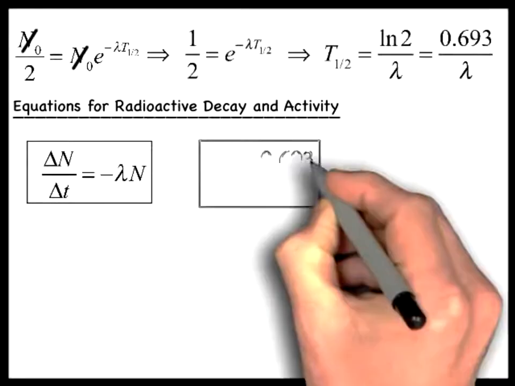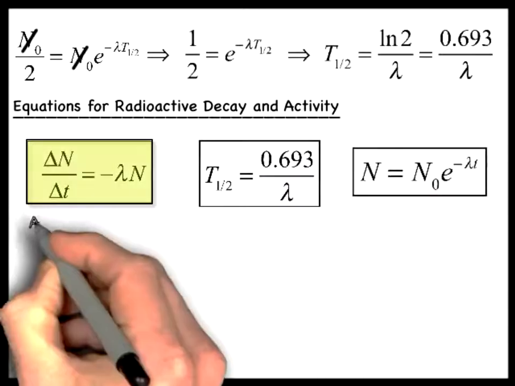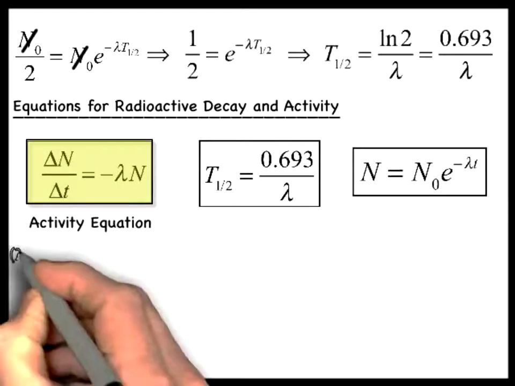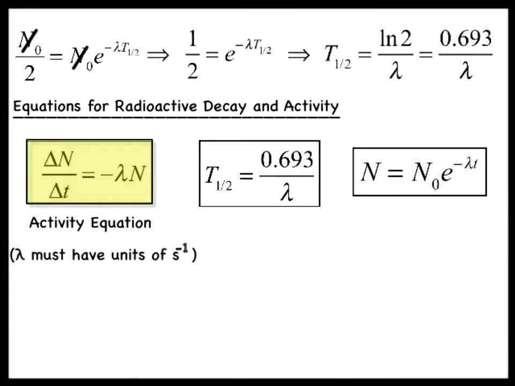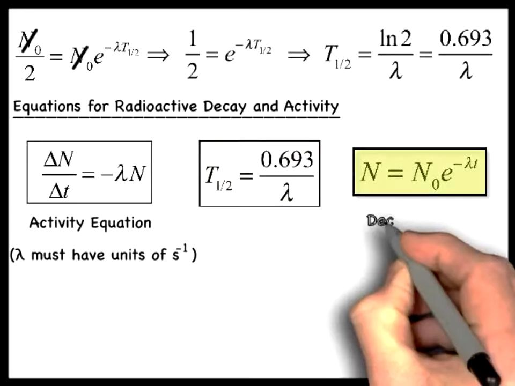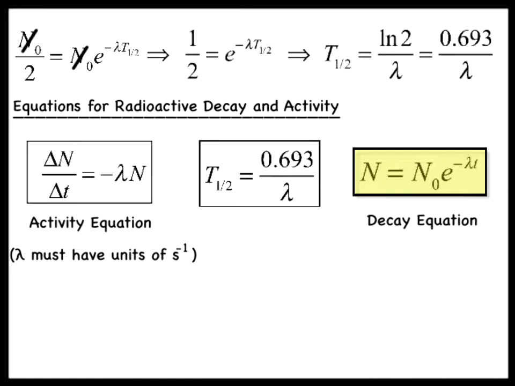The first is the activity equation, and while lambda can have any units of inverse time, it must have units of inverse seconds when used in the activity equation so that delta N over delta t has the units of disintegrations per second. Our second equation for radioactive problems is the relationship between the half-life and the decay constant. And finally, our third is the exponential decay equation, which gives us the time dependence of the decay process.